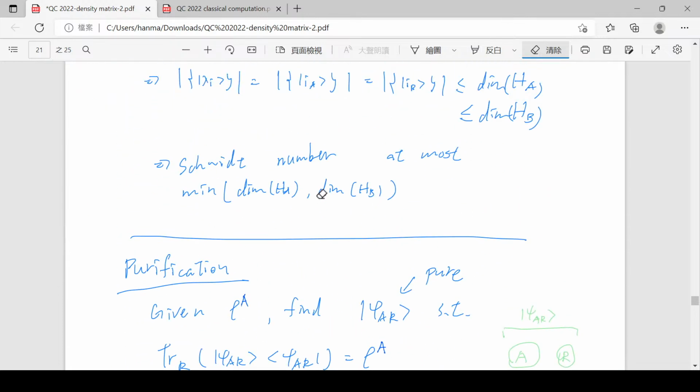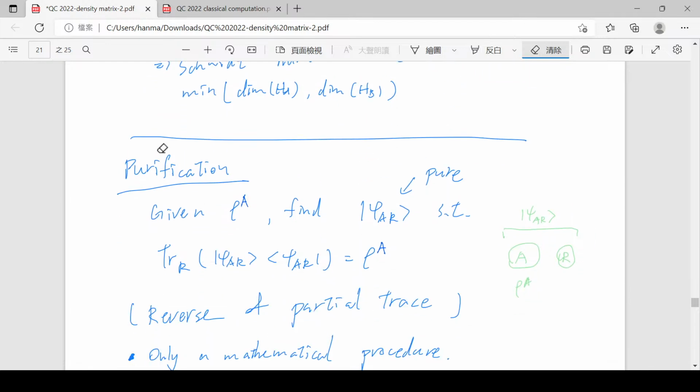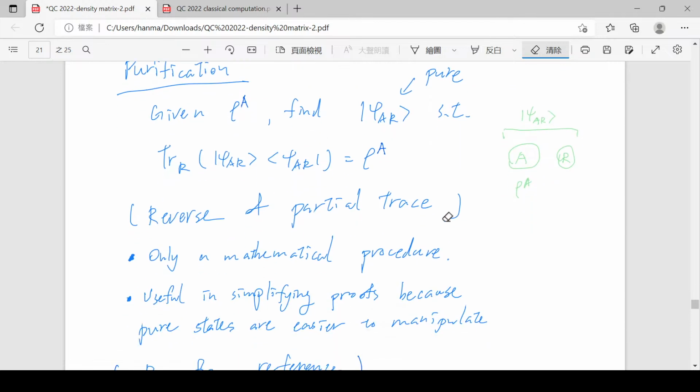Okay, then let's talk about the reverse operation of partial trace, really related to the Schmidt decomposition, which is called purification. So the purification is really the reverse of partial trace.